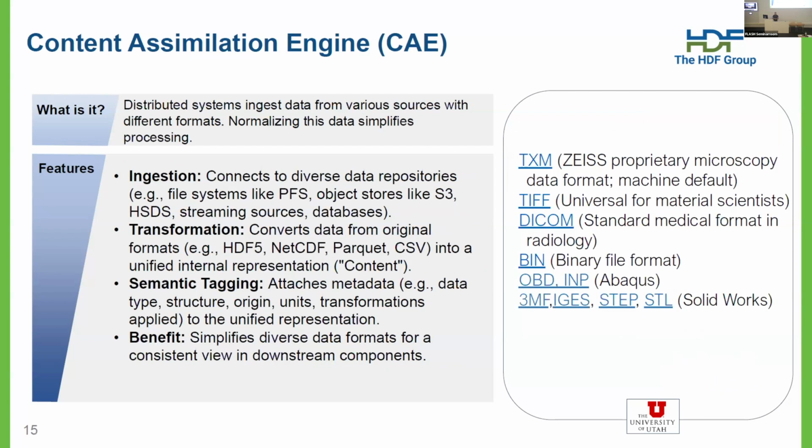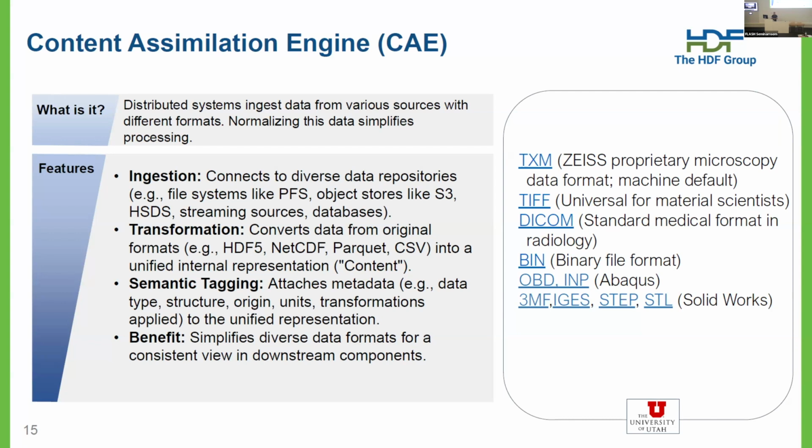In terms of the content assimilation engine, this is just a way to ingest the data. This is our engine to read different formats and then normalize these data formats as it's processed. So the first thing it's going to do is ingest the data, and it should understand how to connect to different remote repositories. So it can be the parallel file system. It can be an object store as S3. It can interact with HSDS, streaming services, or other databases.